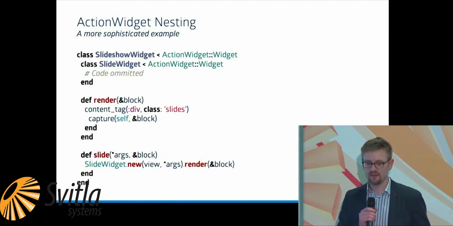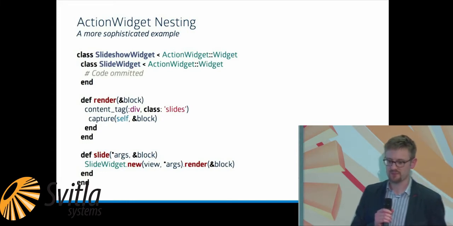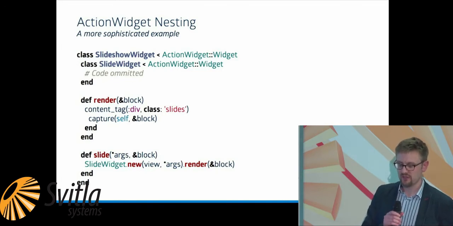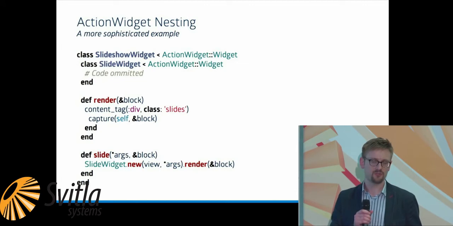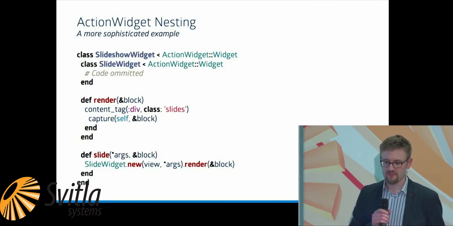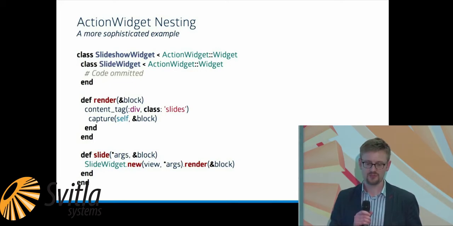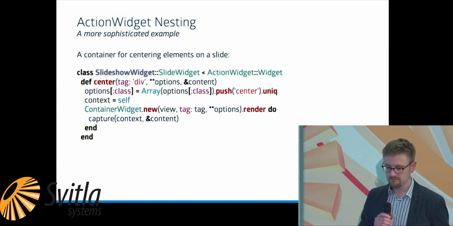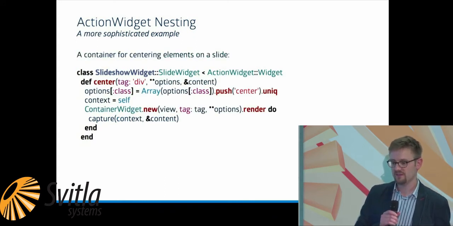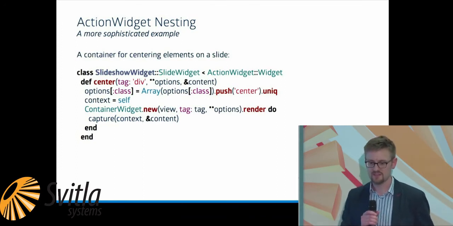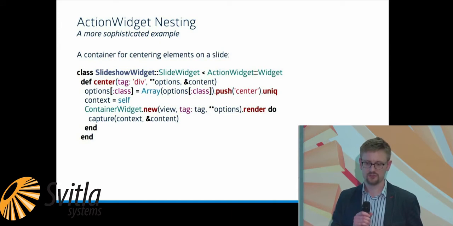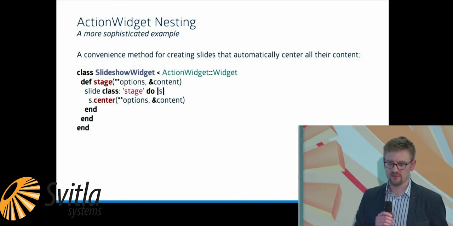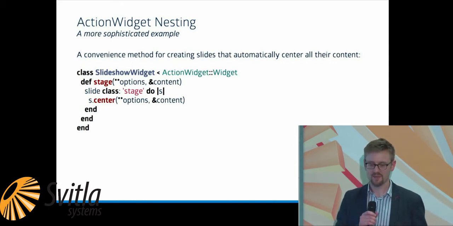This is how it looks internally. The slideshow widget simply provides a container called slides, and then it uses capture and provides itself to the block you define in your view code. And a call to slide itself uses another widget called slide widget and forwards the arguments. And you can also have your slides, again, have a convenience method you use when building up your slideshow. And then you can maybe have a third method that builds another type of slides.